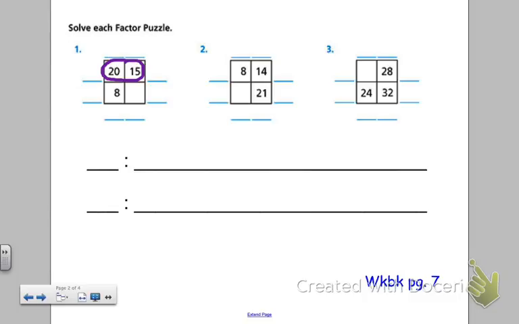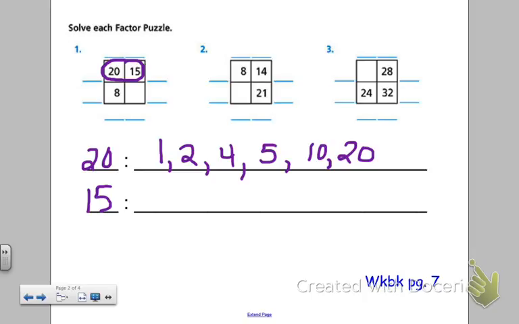Now, if you're not sure, you could make a list. This may seem familiar to you. You probably have done this in younger years, where you list out all the factors of a number. So remember, factors are the numbers that we multiply to get 20, or the numbers that we multiply to get 15. So I know I can do 1 times 20, I can do 2 times 10, and I can do 4 times 5. Those are all the factors of 20. For 15, I can do 1 times 15, I can do 3 times 5, and that's about it.